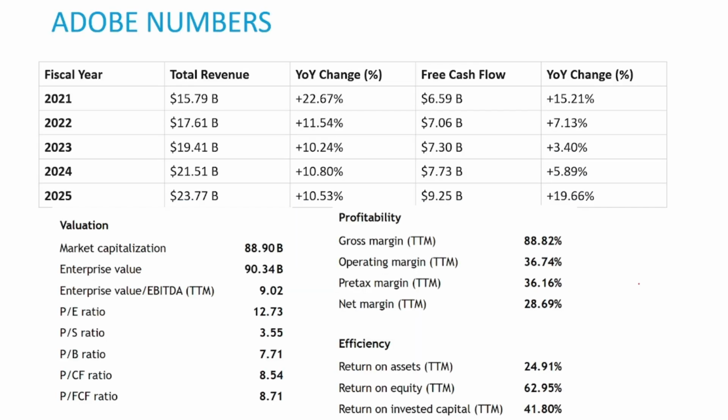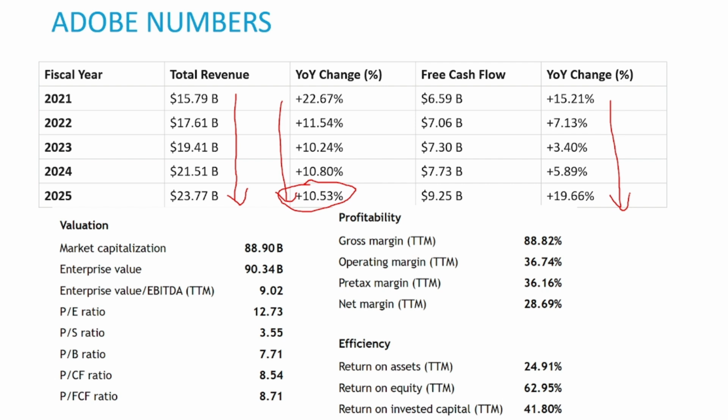Now let's talk a little bit about Adobe numbers. The only reason this company has fallen from 600 per share to around 200 right now is because of the AI fear. I do not see any fundamental change in the business. This is a 5-year revenue and free cash flow. If you look at the change in revenue, on average it's increasing by 10%, and there's a similar story with the free cash flow as well.